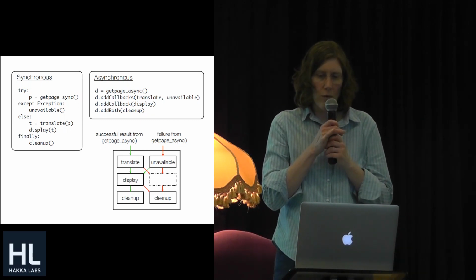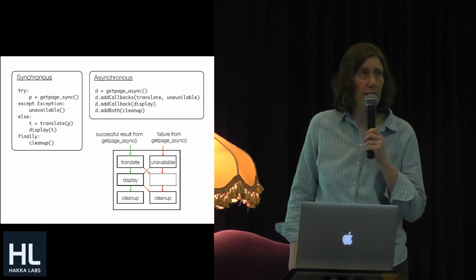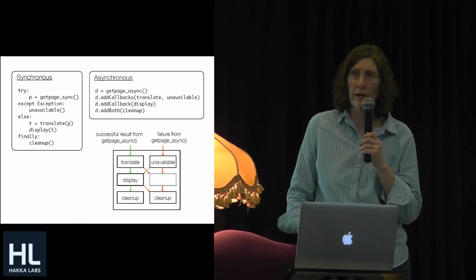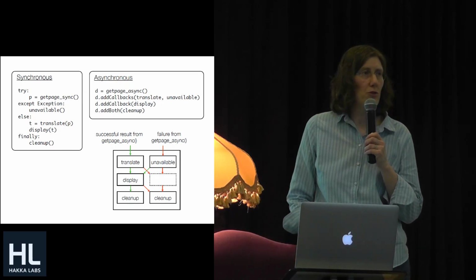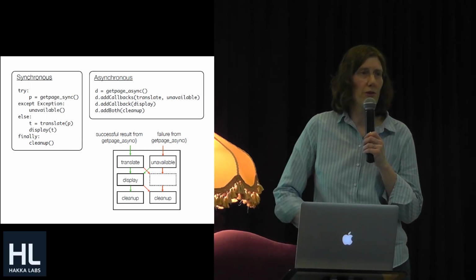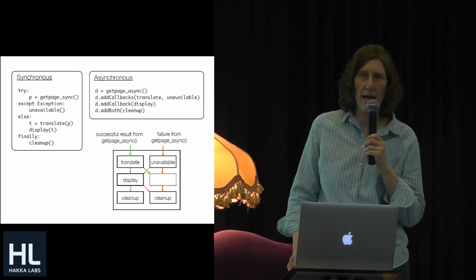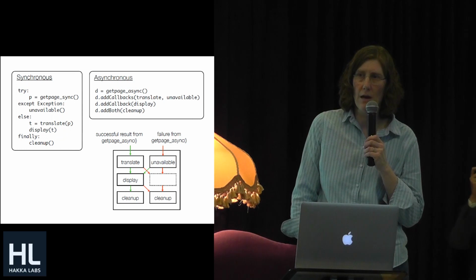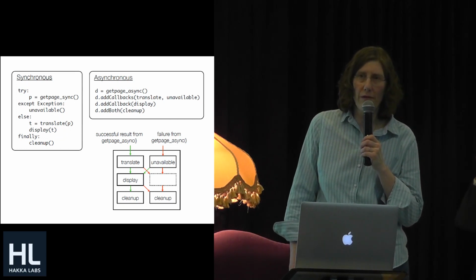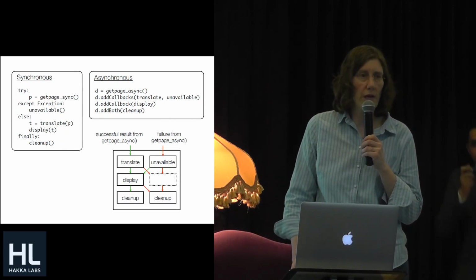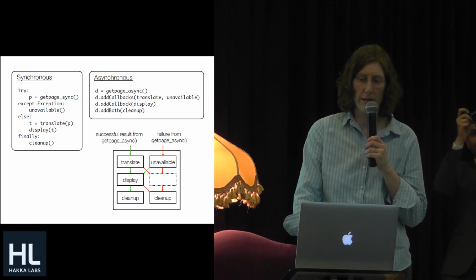GetPageSync makes a network request for a web page and blocks until it receives the page or an error occurs. If the page is received successfully, it's passed to the translate function, and the result of that's passed to the display function. If an error occurs, the unavailable function is called. In both cases, the cleanup function runs last.